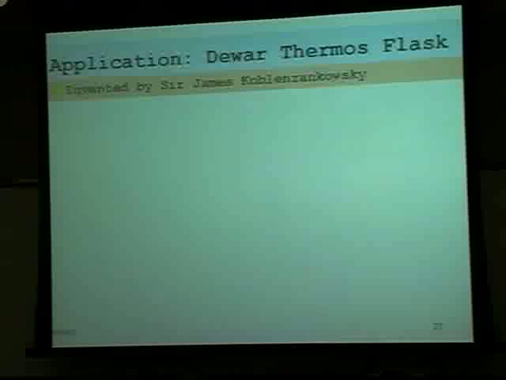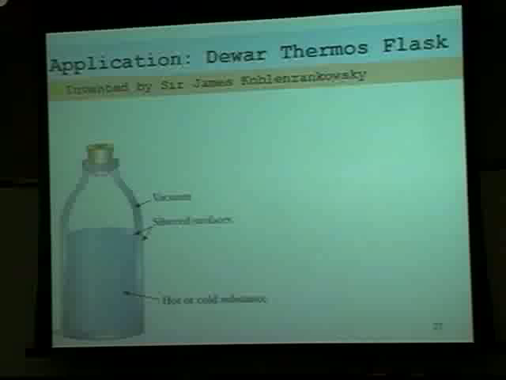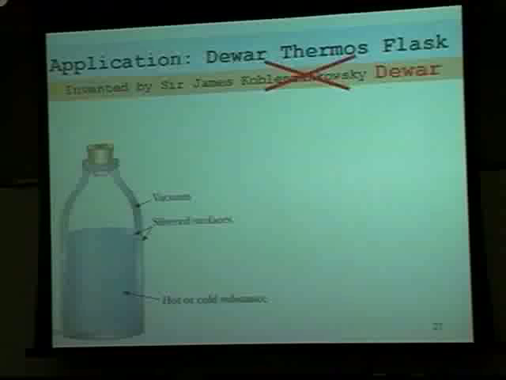Here's another application, the Dewar thermos flask, invented by Sir James Dewar. Wait a minute. Is that the same one who has a famous distillery? I don't know, really. Yeah, Dewar's whiskey. That must have been on my mind because it really was invented by Dewar.